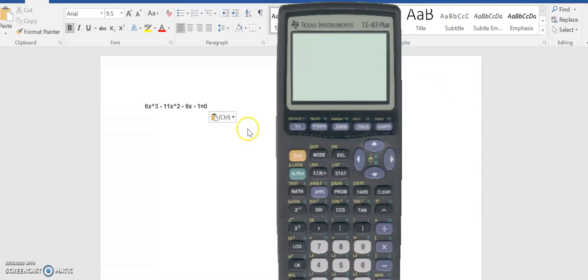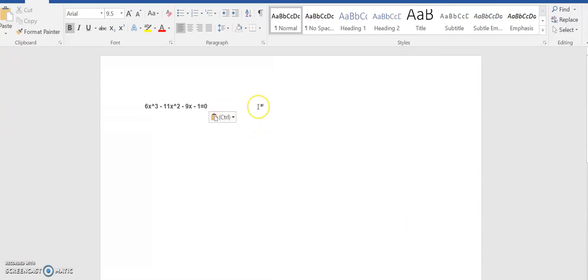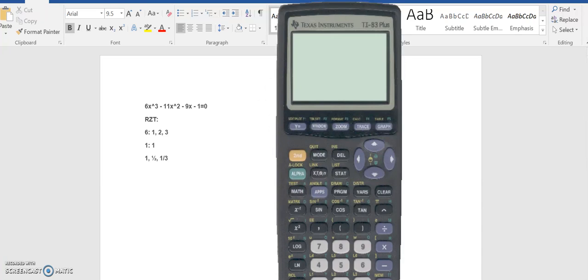Okay, so if you wanted to solve this, to find the first root, first what I would do is still use the rational zero theorem and come up with my options. So my options for 6 are 1, 2, and 3, and my options for 1 are 1. That was super exciting. And the top goes, so my answers are 1, 1/2, and 1/3, plus or minus. Those are my options.